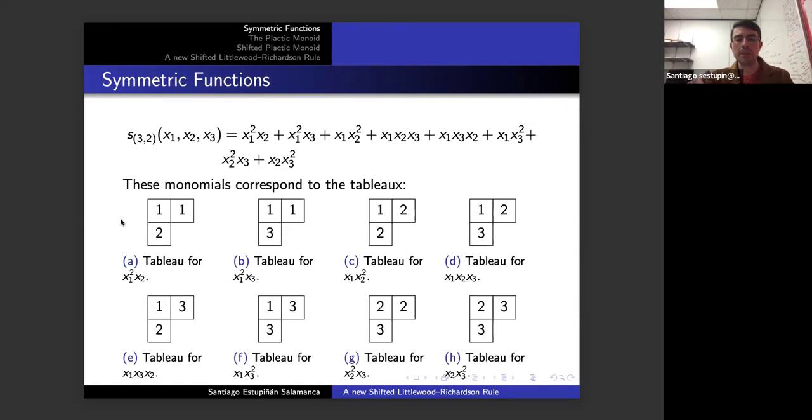In the rows, they can be weakly increasing. In the columns, they have to be strictly increasing. And all possible such fillings correspond to each of the monomials of these functions. So for instance, the tableau in item A is the one corresponding to the monomial x1 squared x2. And all the monomials come from such a filling.